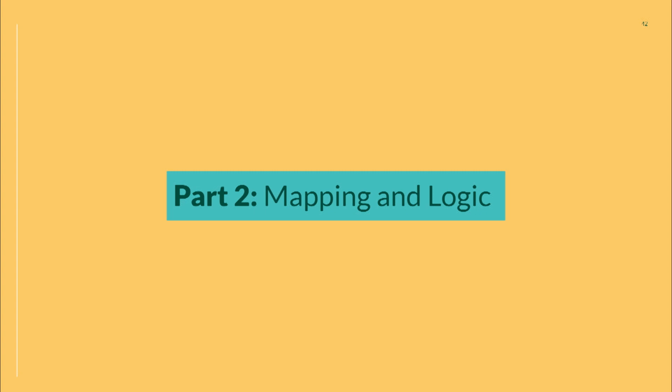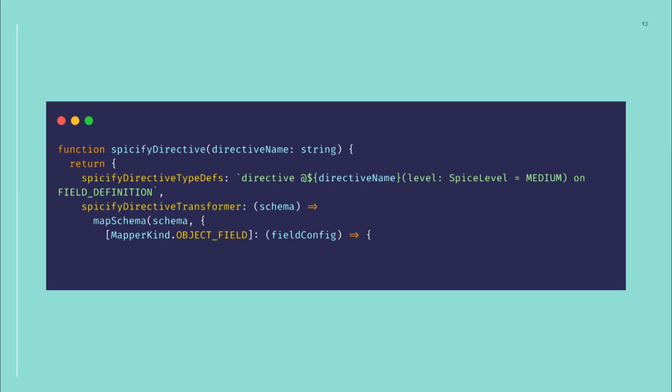Mapping and logic. So how do we find out where a directive is, and how do we actually apply the logic of making things spicy? Here we have our type definition that we had before, and then here we have this directive transformer. I talked about before how schema directives are just transforming your schema. This is a really good way to think about how you're going to go through all these fields and just add this transform to it.